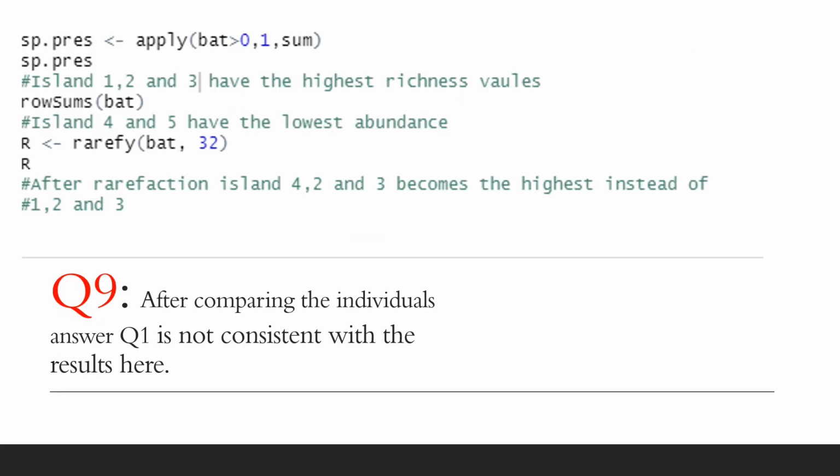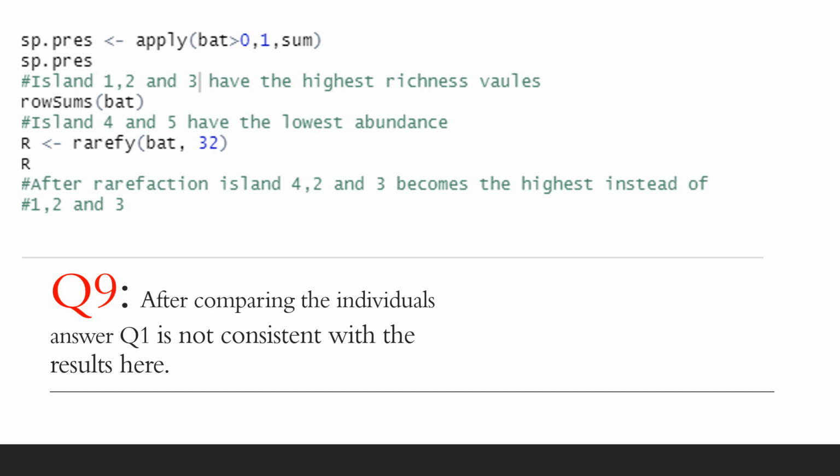For question 9, Aristotle was used in comparing the samples. For the first part, I found out that Island 1, 2, and 3 had the highest richness values. Then Island 4 and 5 had the lowest abundance. Island 4 had 32 individuals, that was the lowest amongst all. So we had to do rarefaction to determine the species richness from the resulting sample.